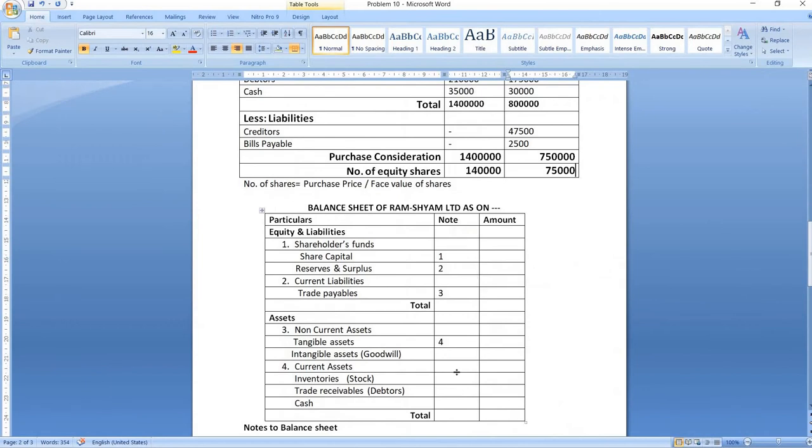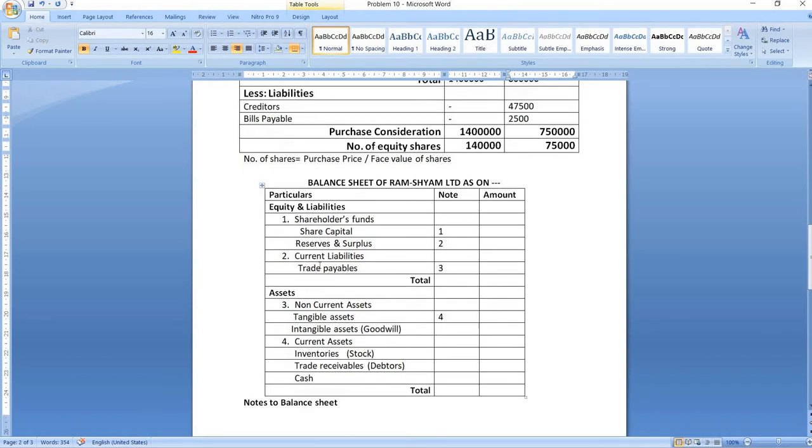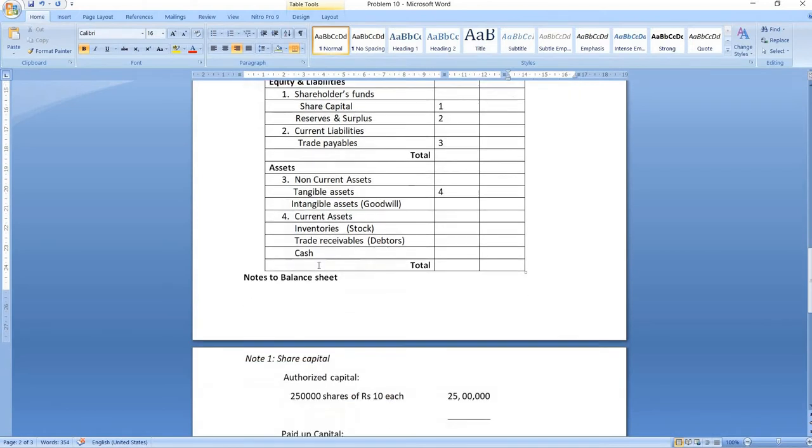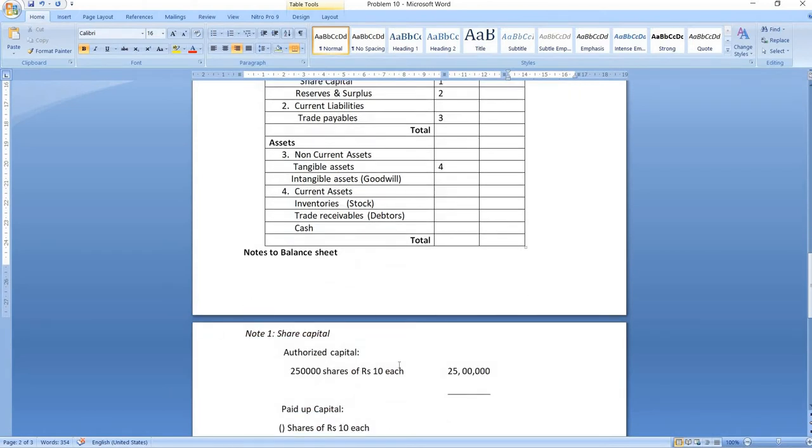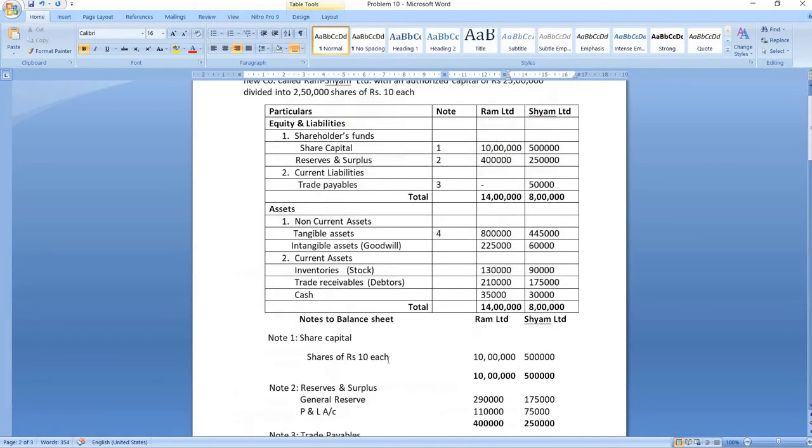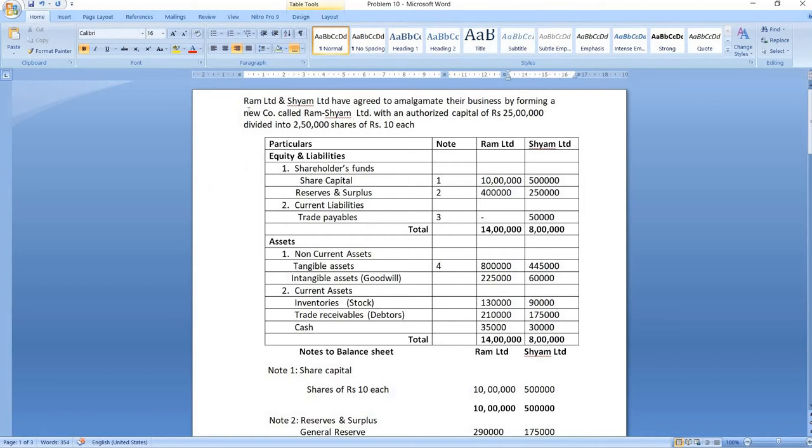So we have to prepare a format of balance sheet like this. We will start with the share capital, note number 1. Under share capital, first we will show the authorized capital. Now where is this authorized capital? It is given in the first para of the problem. Here you can see. Ram Limited and Shyam Limited have agreed to amalgamate their business by forming a new company called Ram Shyam Limited with an authorized capital of 25 lakhs divided into 2,50,000 shares of rupees 10 each.